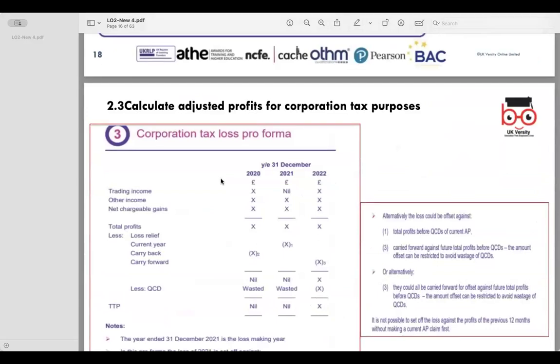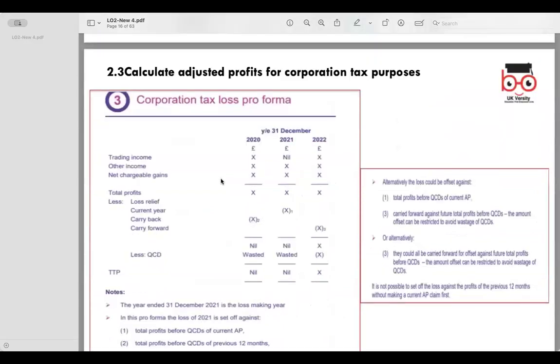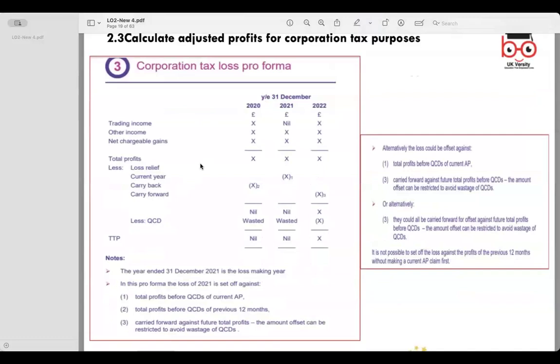February 20. So here is also the calculation of adjusted profit for corporation tax purposes. This is basically a pro forma for corporation tax. You can see how the calculations work for the corporation tax loss pro forma.